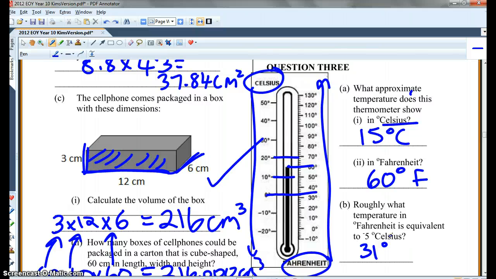Roughly what temperature in Fahrenheit is equivalent to -5? I really should just be failing this at this point, isn't it? I wasn't doing that, I'm doing this. So I'm trying to find my -5 here, and that's actually hard to read. So we go 24 degrees Fahrenheit.